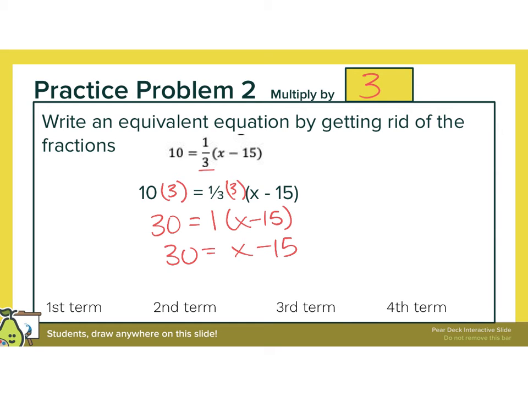The first term, you'll need this for the exit ticket. So the first term is 30. The second term is x. And the third term is negative 15. There is no fourth term in this one. So let me not put x, because that is a term. So that is it for this one.